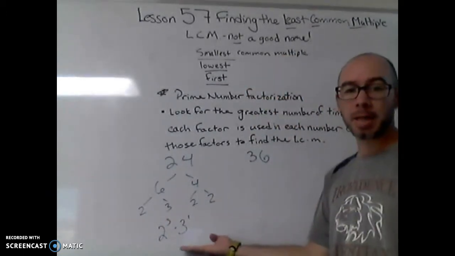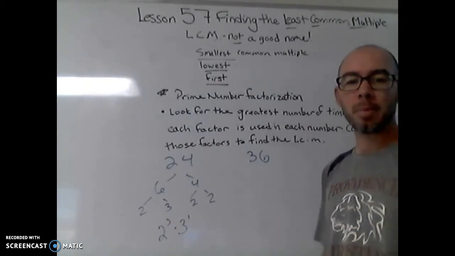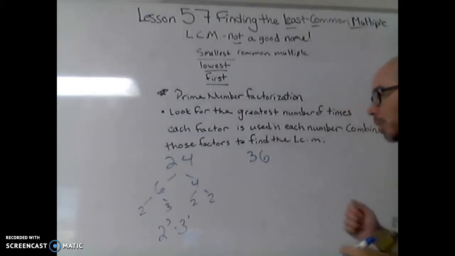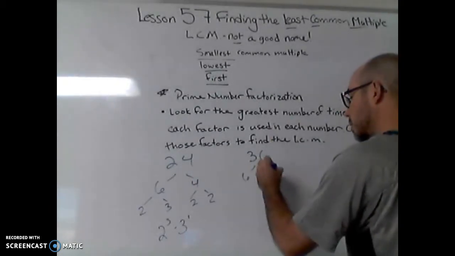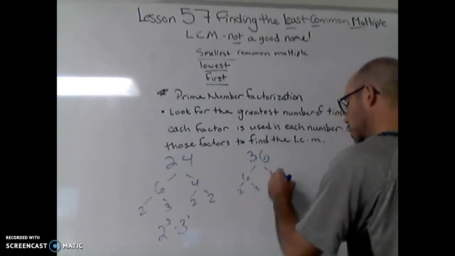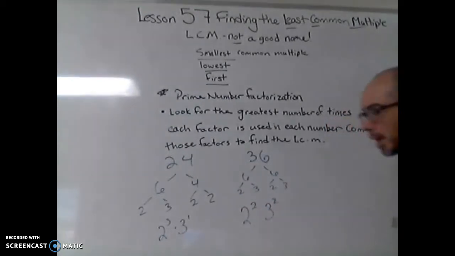And I like to write it like this. I think it's helpful for seeing those exponents, for picking out how many times something was used in there. Otherwise, you've got to count them up and keep them in order. Now 36, I think 6 times 6 is 36. And so we've got 2 and 3 and 2 and 3. I've got 2 twice and 3 twice.